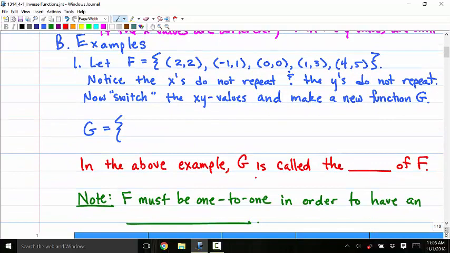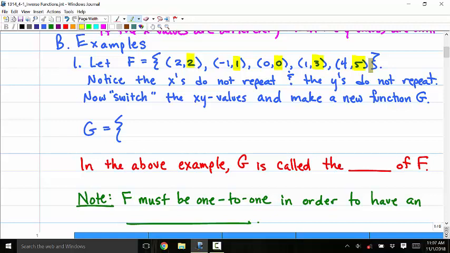Let's go look at an example. Let f be the set of ordered pairs, and I gave you 5 ordered pairs there. Do you notice that the x's don't repeat? The x's, the domain is 2, -1, 0, 1, and 4. The x's don't repeat, so this is indeed a function. Do the y values repeat? The y values do not repeat either. So that makes this function a one-to-one function.